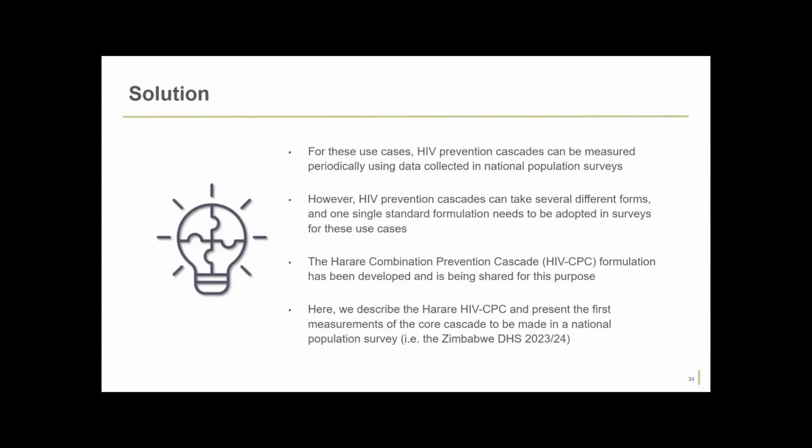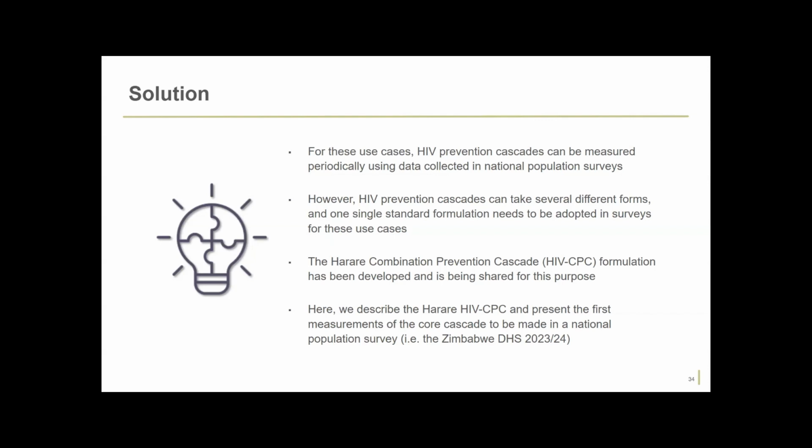So what's the solution? For these use cases that I've explained, HIV prevention can be measured periodically using data collected in national population surveys. Cascades can take different forms, and one single standard formulation needs to be adopted in surveys for these use cases. So the Harare HIV prevention cascades were developed for these reasons, because we identified these gaps and made use of HIV combination prevention cascades.